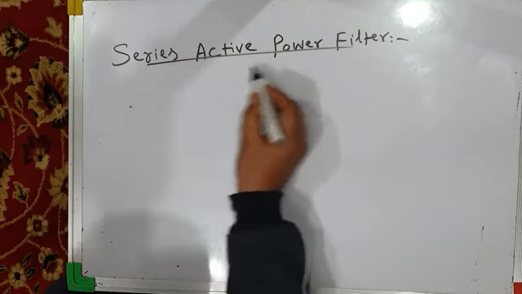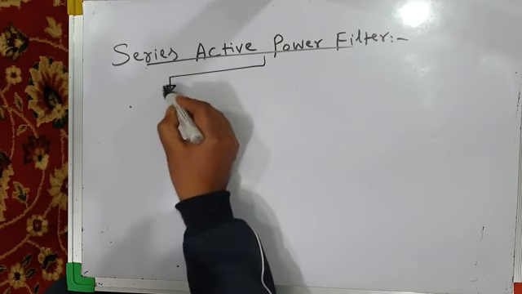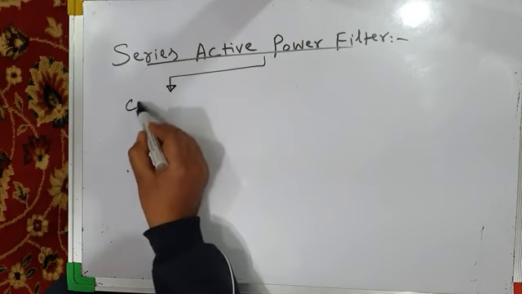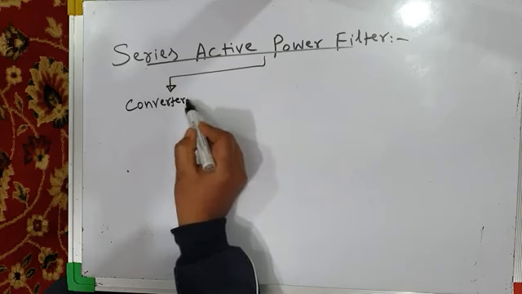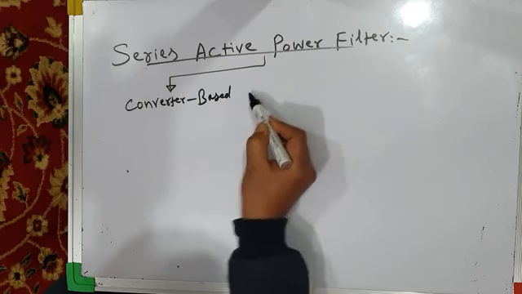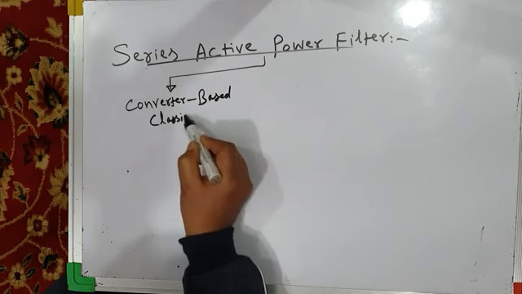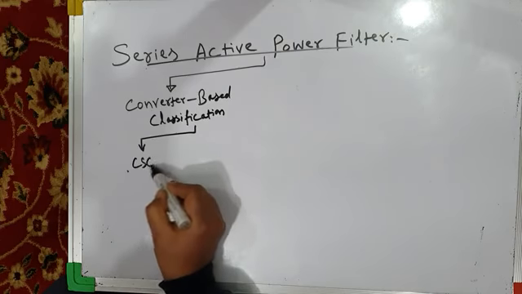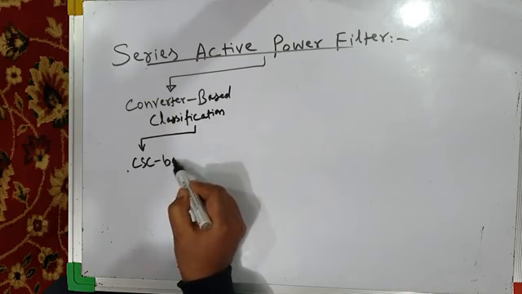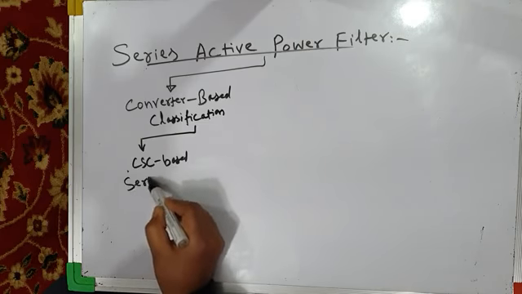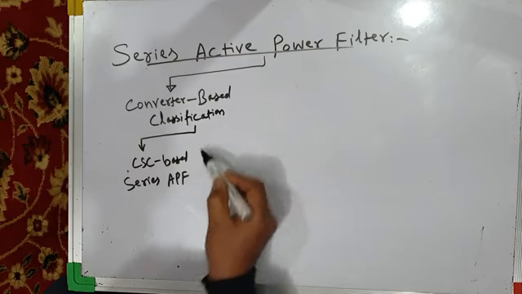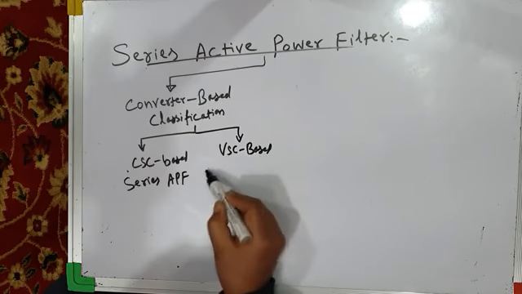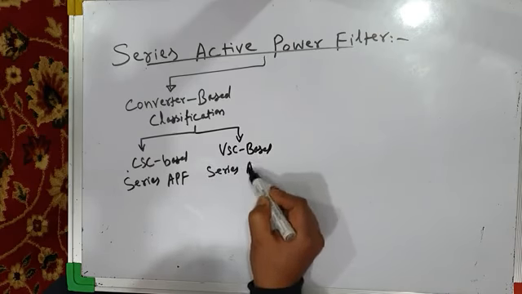Now let us discuss the classification of the series active power filter. Just like the shunt active power filter, a series active power filter can be divided into three categories. Number one is converter based classification. When we say converter based classification, it is of two types: current source converter based series APF, that is series active power filter, and voltage source converter based series APF.